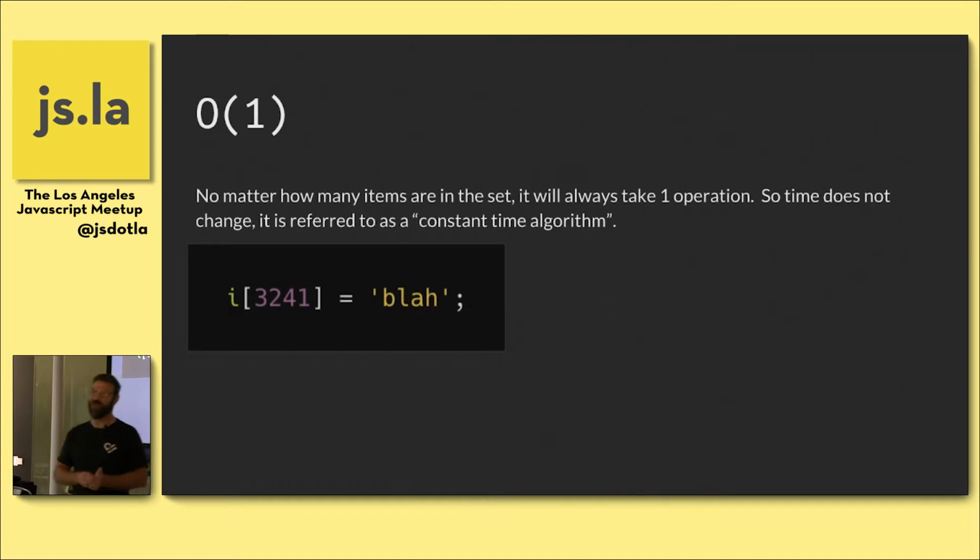Now O(1). O(1)'s my favorite. If you could do everything in O(1), you don't need to worry about speed inside of a program. O(1)'s what's called a constant time algorithm. So no matter how many items are inside of this array, it always only takes one operation to get to it. And you do it all the time when you're in JavaScript.